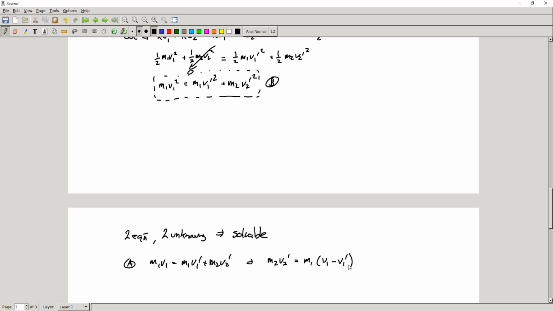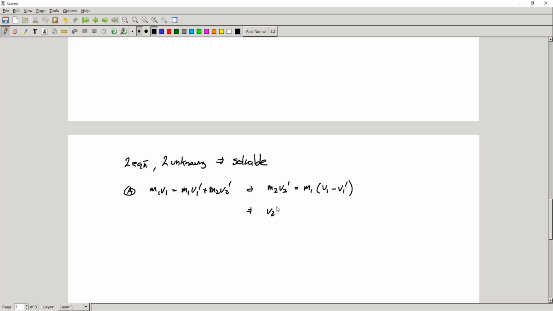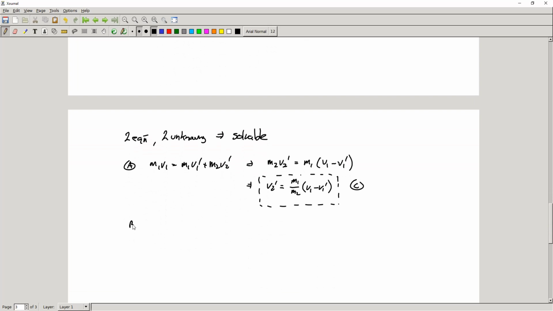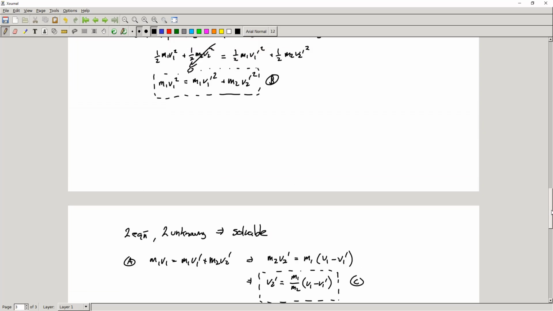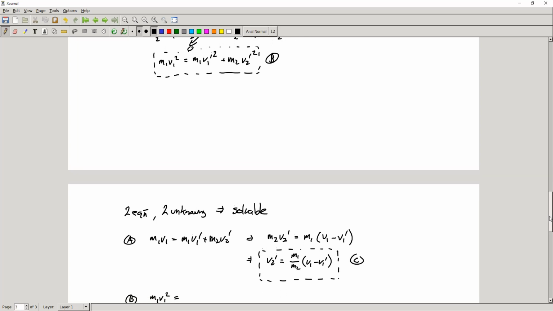Okay, and then it's really simple for us to simply divide through by m2, and we can get a new equation: v2 prime equals m1 over m2 times (v1 minus v1 prime), right? Let's call this equation C, and now substitute equation C into what we called equation B up here. So let me maybe rewrite equation B. Equation B was what again? It was m1 v1 squared is equal to m1 v1 prime squared plus m2 v2 prime squared.